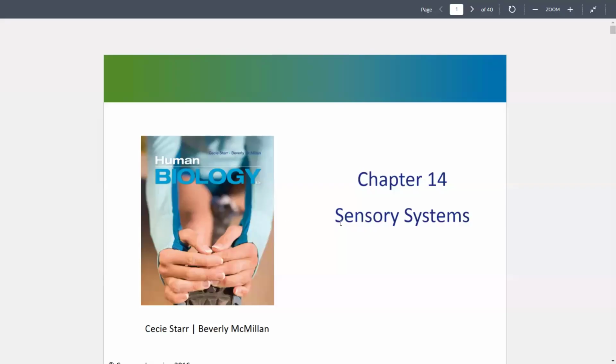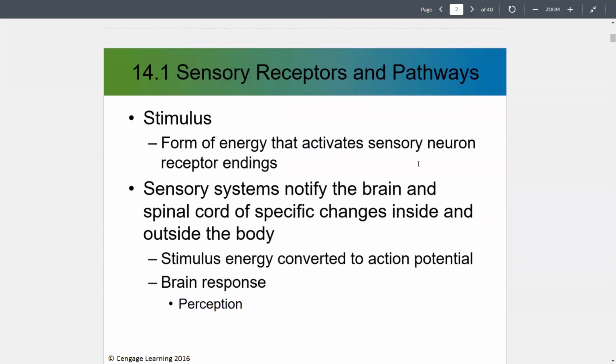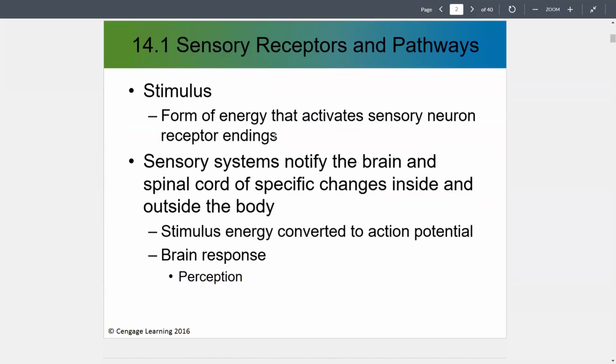All right, chapter 14 is sensory systems. So these are all your organs that can sense things about your environment. So very important stuff to know about. So first we see a stimulus.